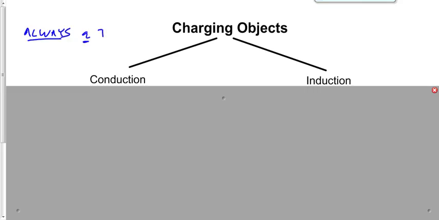Q, by the way, is the symbol for charge. C is the unit for charge, just like E is the symbol for energy, and J is the unit for energy, right? So we're going to say there's always a Q transfer, or always a charge transfer, involved in conduction every single time. Induction, there is never a charge transfer, right? So always a charge transfer versus never a charge transfer.